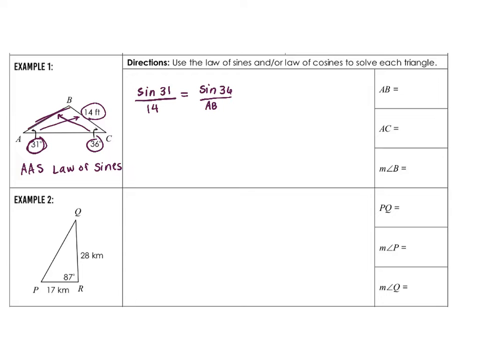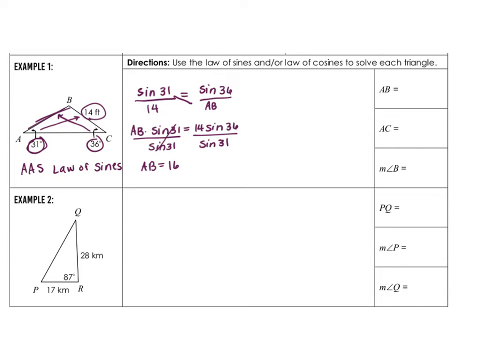And so to solve for this, we're going to cross multiply. So I have AB times sine of 31 equals 14 sine of 36. And then we'll divide both sides by sine of 31. And all of that needs to go in the calculator. Do make sure your calculator is set in degrees. And then once we've solved this and rounded, we see that side AB is going to be equal to 16.